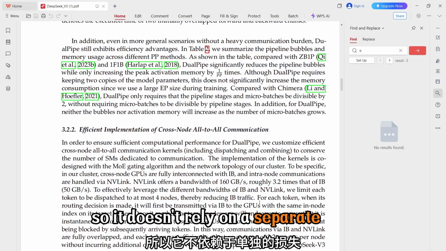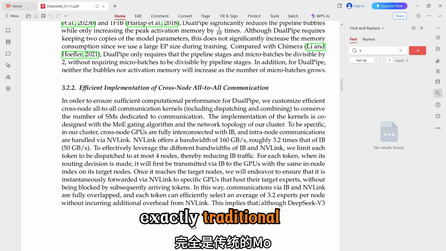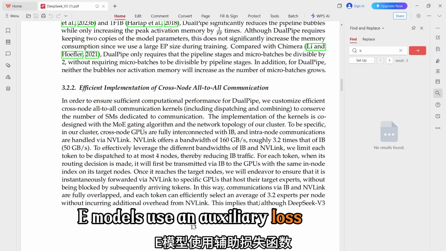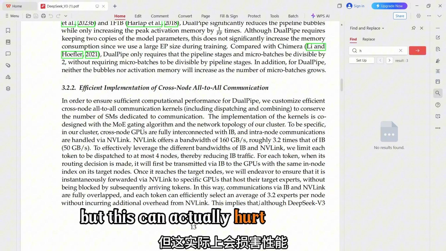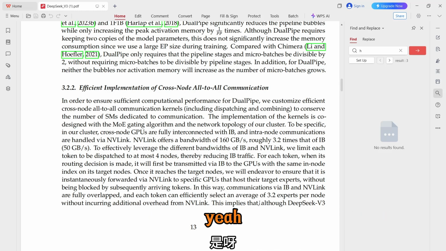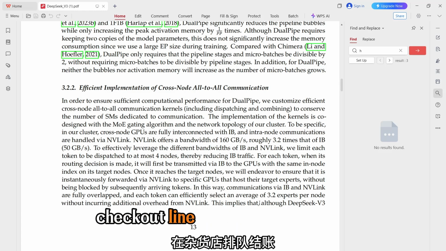So it doesn't rely on a separate loss function for balancing? Exactly. Traditional MoE models use an auxiliary loss function during training to encourage even expert usage, right? But this can actually hurt performance, as we mentioned earlier. It's like trying to force everyone to use the same checkout line at the grocery store.